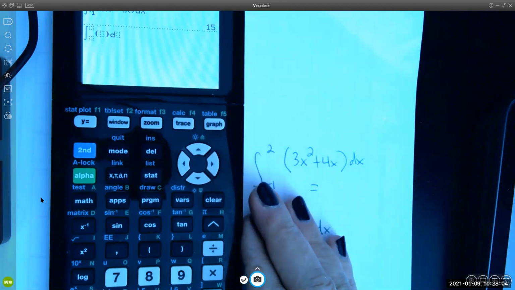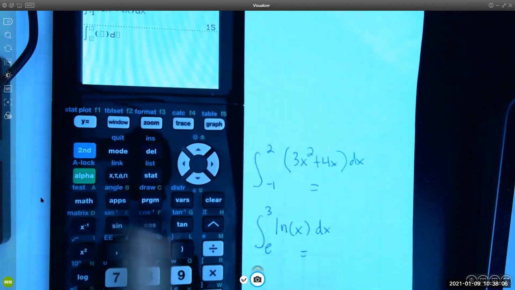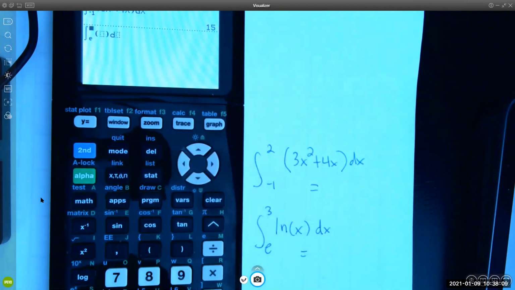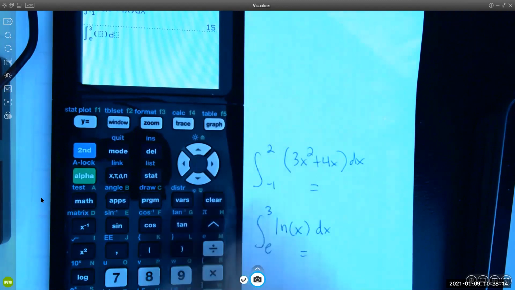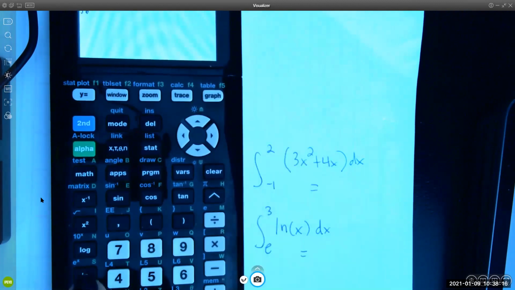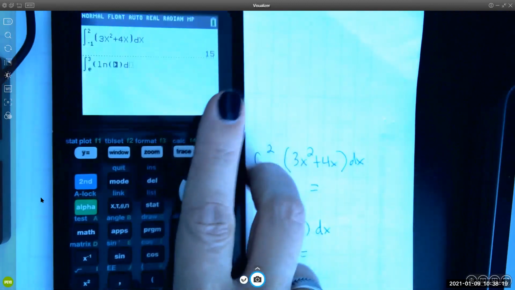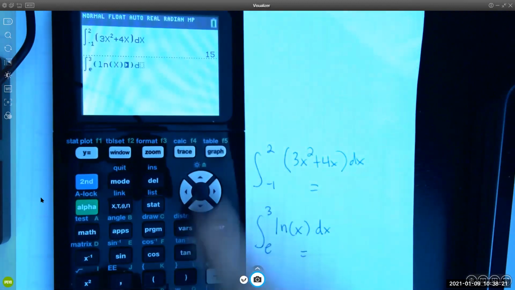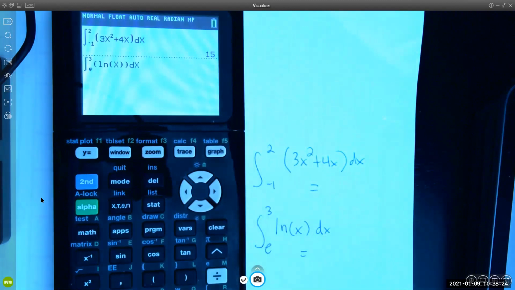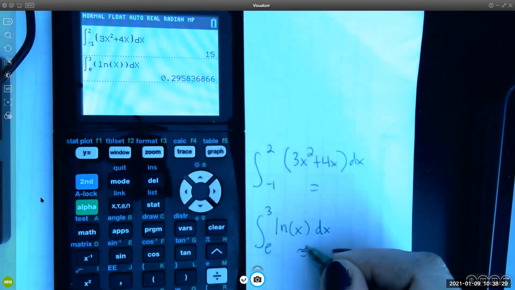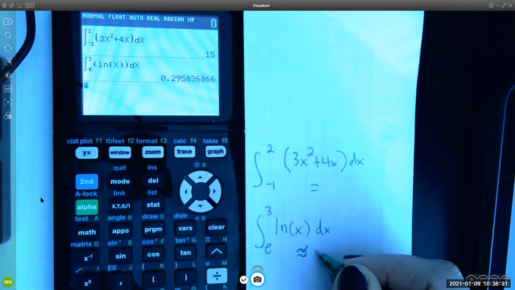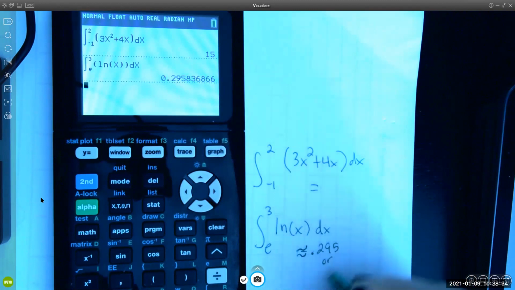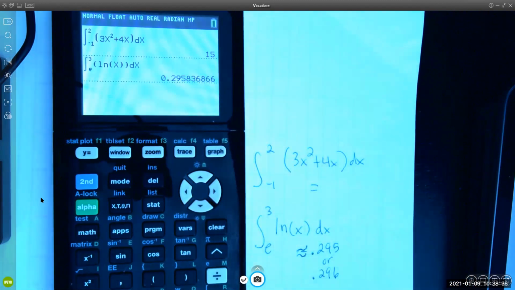So second, to get to the E button, second and the division key. Upper bound 3. ln is found underneath log, L-O-G, so there's ln right here. Natural log x. Close my parentheses, and I need the dx with respect to x. All right, so remember 3 decimal places are necessary, so I should have an approximation sign, 0.295 or 0.296. Either would be correct.